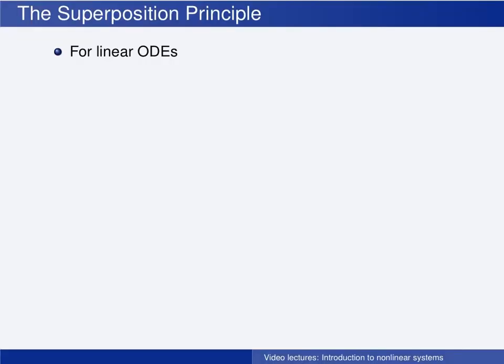So what is the fundamental difference between nonlinear and linear systems that is the reason why nonlinear systems may display much more complex behavior than linear systems can? The fundamental reason is that for linear ordinary differential equations, the superposition principle holds.